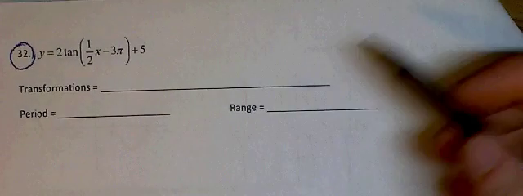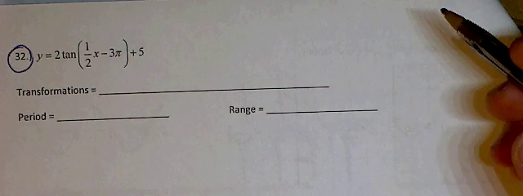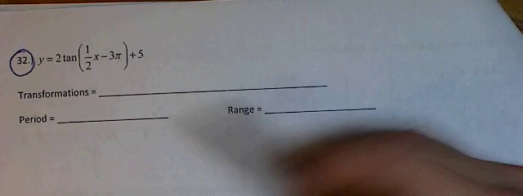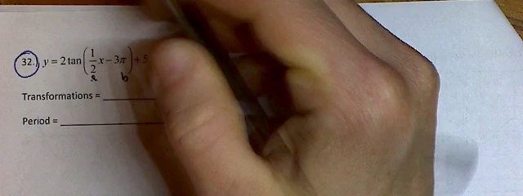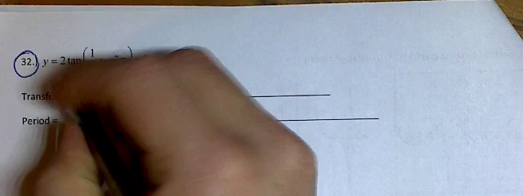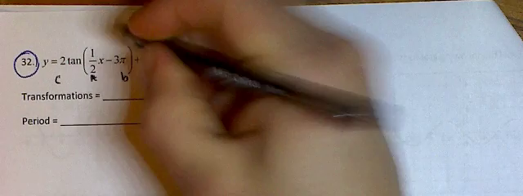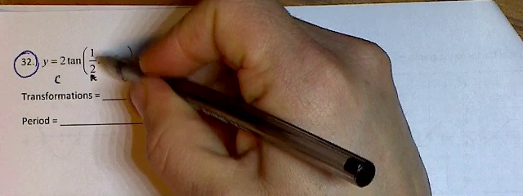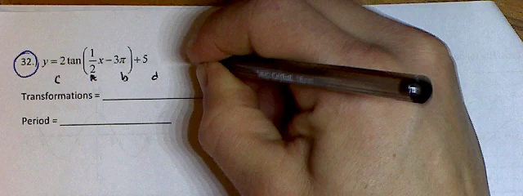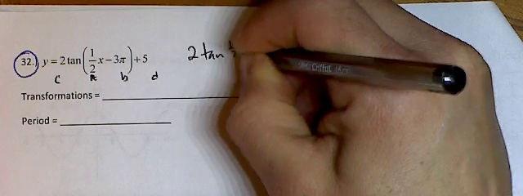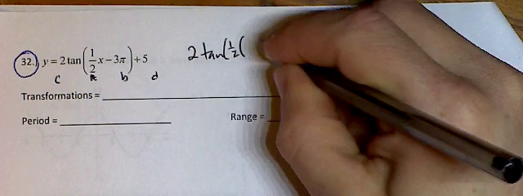On 32, we'll start by listing the transformations, and then we can figure out the period and the range after that. So if we label again, A and B go on the inside from left to right, C and D go on the outside from left to right, and we see an A transformation there, which means I'm going to have to factor that 1/2 out. So it's going to look like this when I factor the 1/2 out.